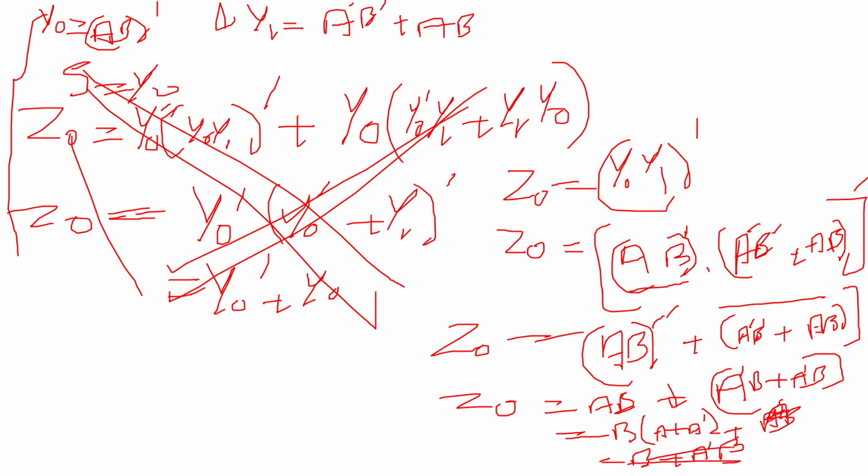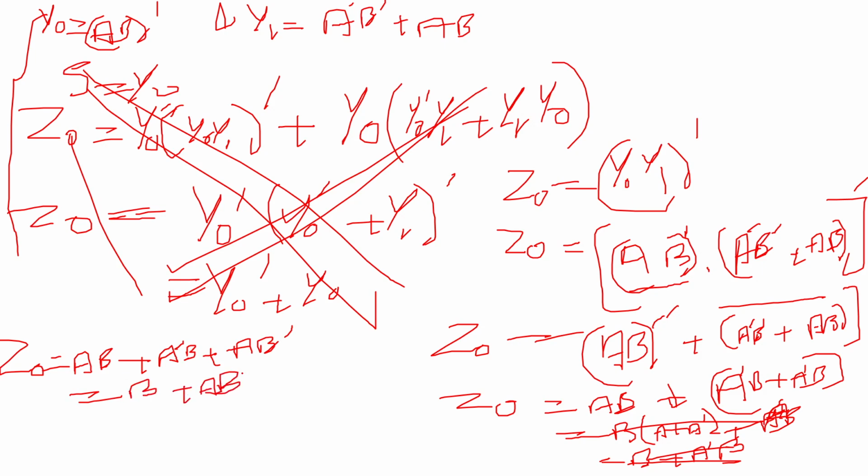so let me just write it here. So z0 will be equal to, I have ab plus a complement b plus a b complement, so this will be b plus a complement b, taking b common, and we know this a plus a complement b is equal to a plus b. Here a is equal to b, so it will be a plus b. So z0 will be equal to a plus b. Z naught will be equal to OR operation.